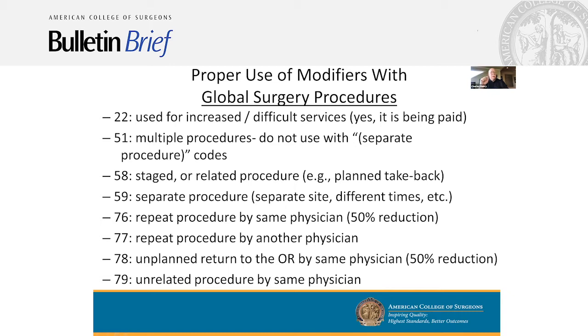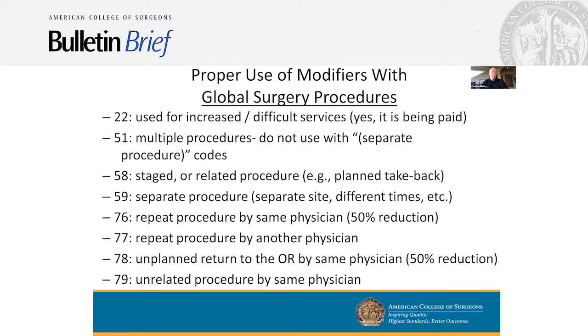Now, why is that important? The answer is that normally a take-back for complications is reduced by 50%. A planned staged take-back, the 58, is not reduced at all. And you can also describe that as under 78 if it is an unplanned return. So if you do a procedure, there's an abscess that has to be drained or an anastomosis that's come apart. That's a complication. It's unplanned. You don't plan to have the anastomosis come apart. And so when you take the patient back to surgery, use a 78 modifier, particularly if you're going to repeat the same procedure. And that will keep the claim from being denied, but they will reduce your value by 50%.